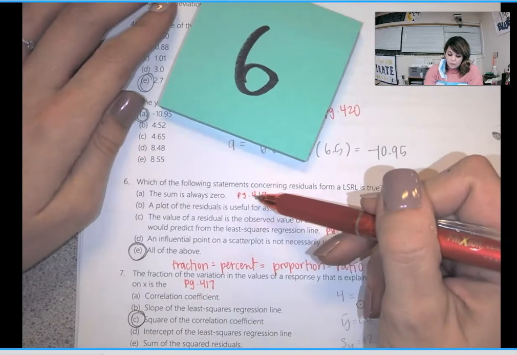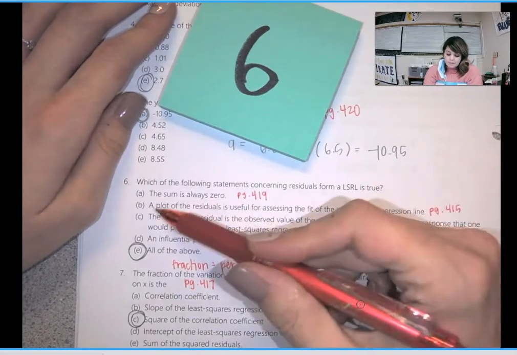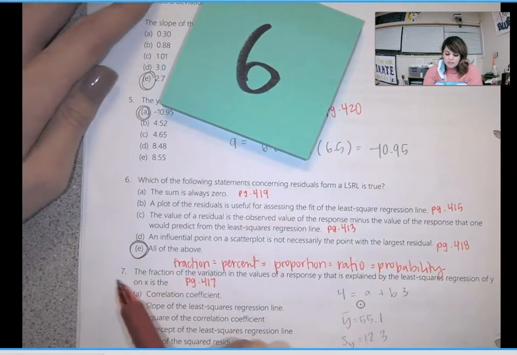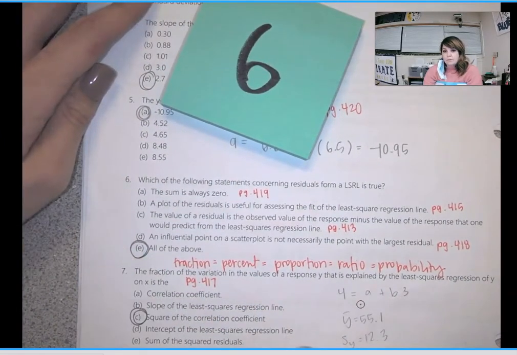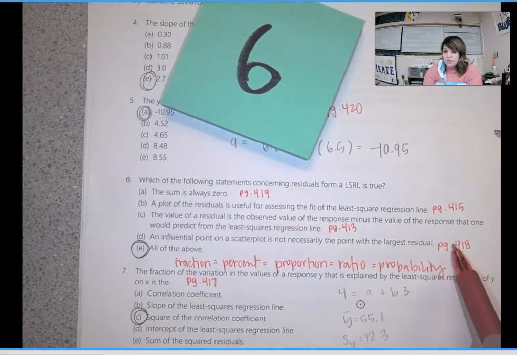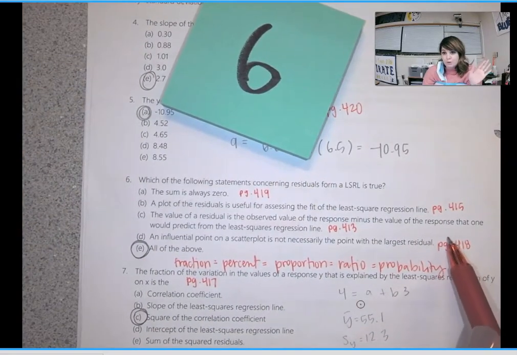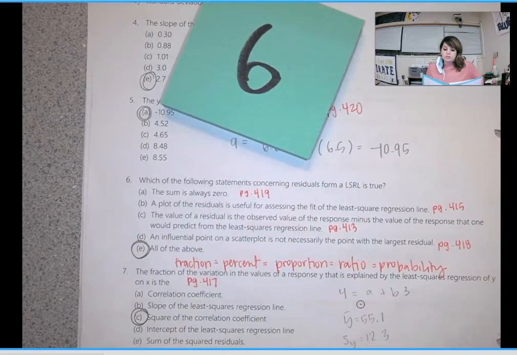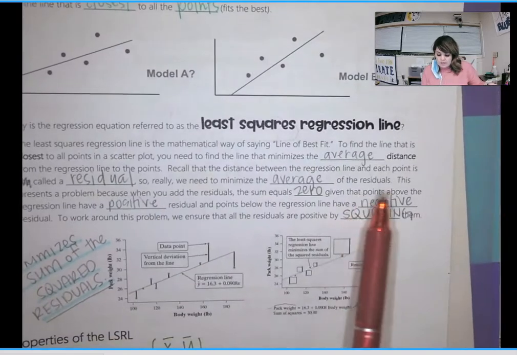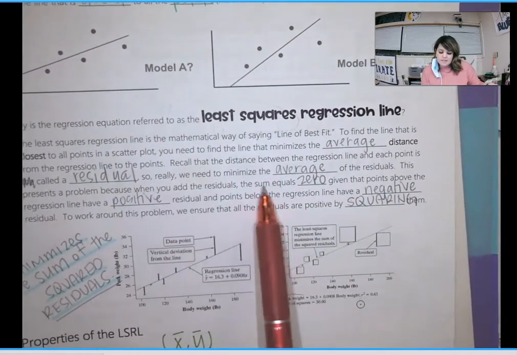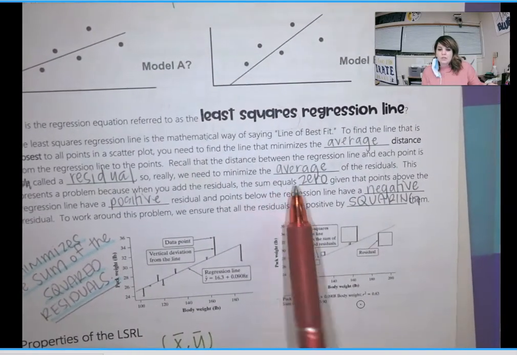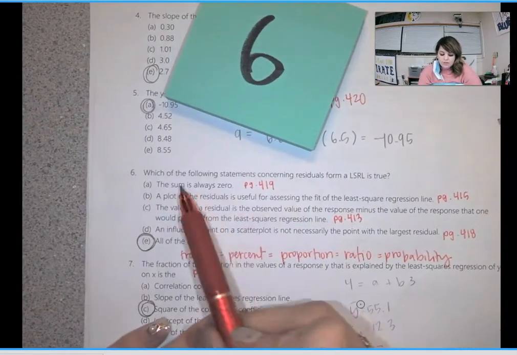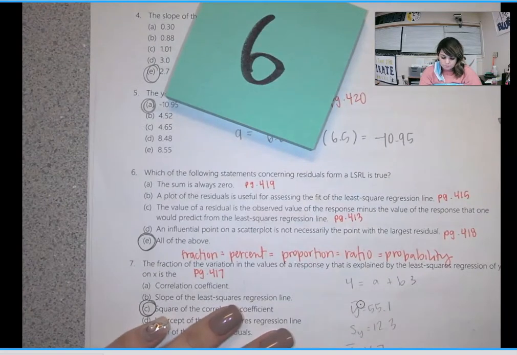Now let's say that we're unsure about A and D, but we know for sure that B and C are true. We could at least deduce then that it's E. We can know nothing about influential points and be unsure about this one and still get this question right. Now, in our notes for least squares line, it does say that when you add the residuals, the sum equals 0, but I did not go out of my way to say that it always equals 0.